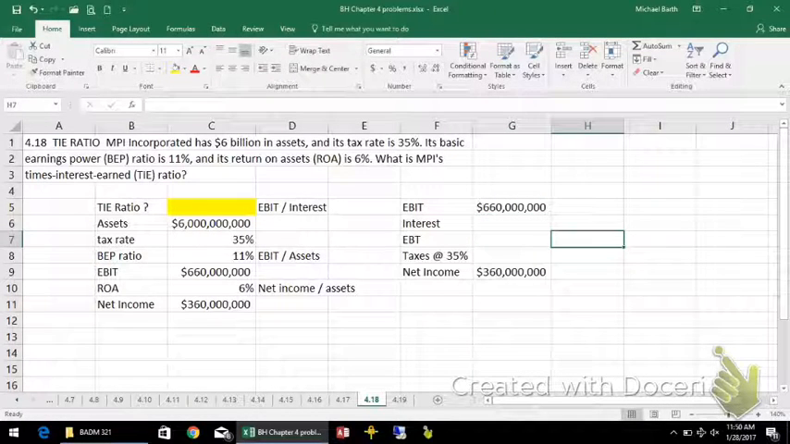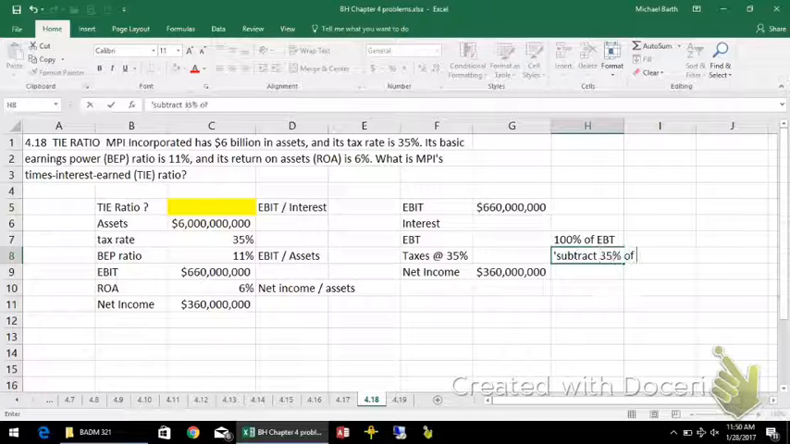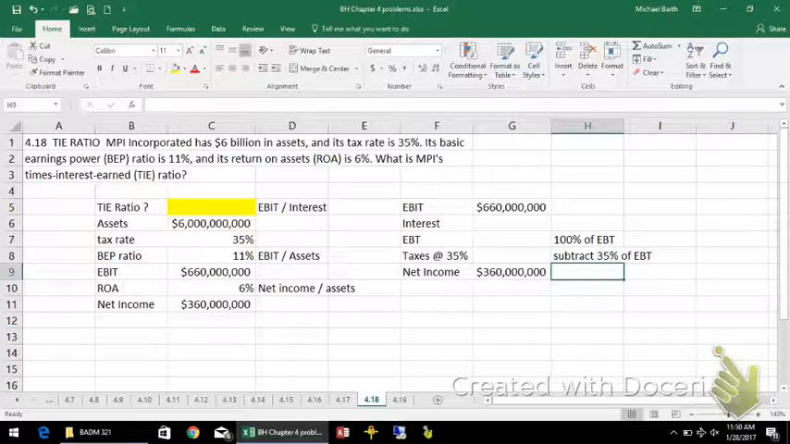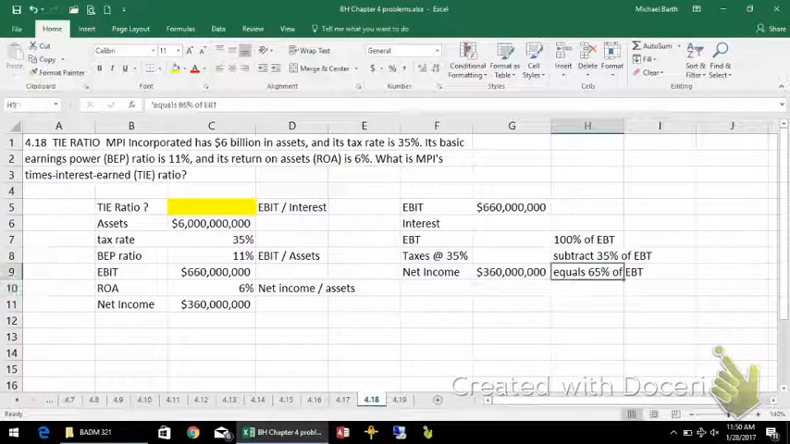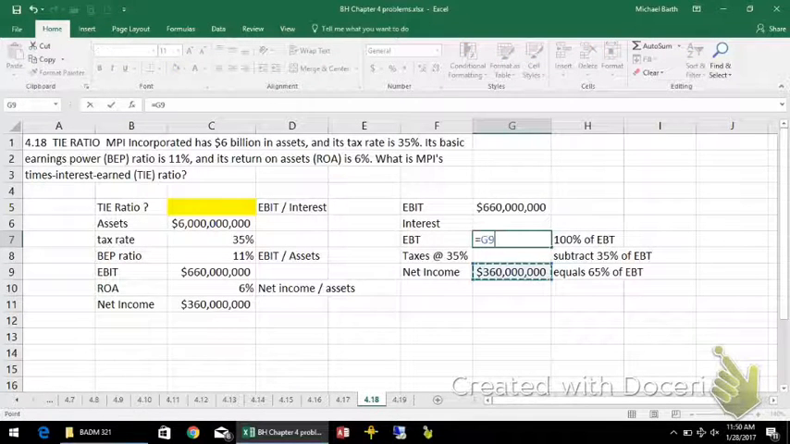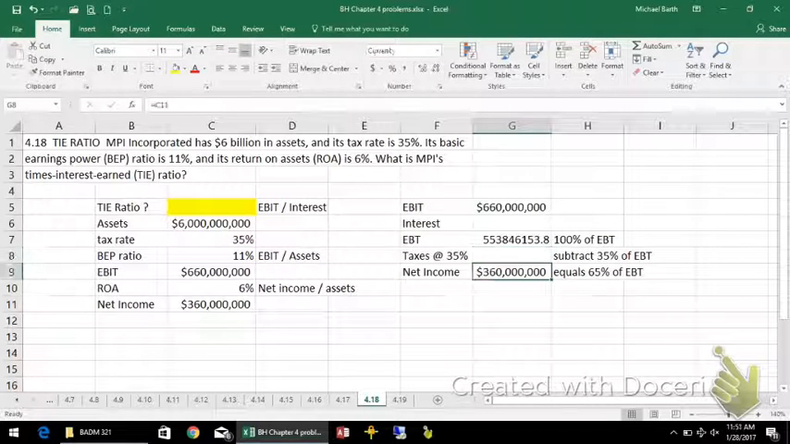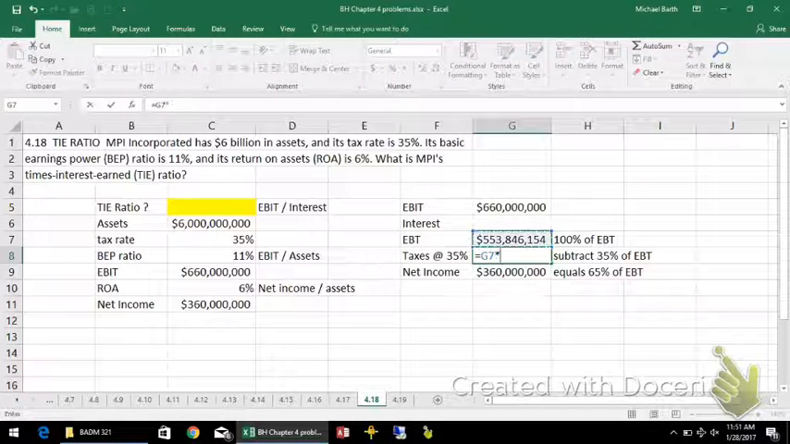If I took 100% of taxable income and then subtracted 35% of taxable income, what's left over would be 65% of taxable income. So the net income is 65% of taxable income after you subtract 35% for taxes. So if I take net income and divide by 1 minus the tax rate, I'll get taxable income.